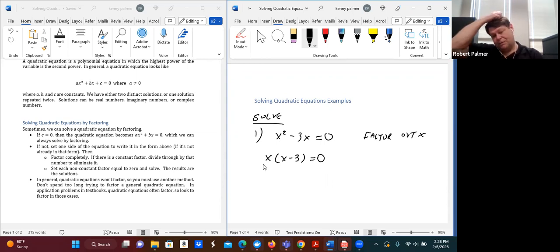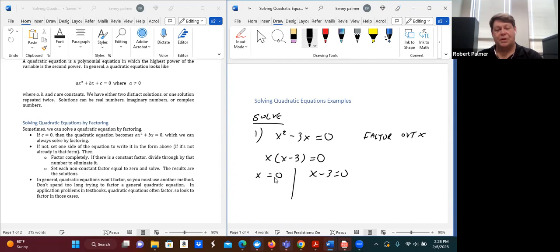because it's now in factored form. If either x is 0 or if x minus 3 is 0, then this side is equal to 0 and makes it a true statement, 0 equals 0. So the goal is to find out what will make x 0 and what will make x minus 3 0. Those would be solutions to the equation. So set each one equal to 0 and solve.